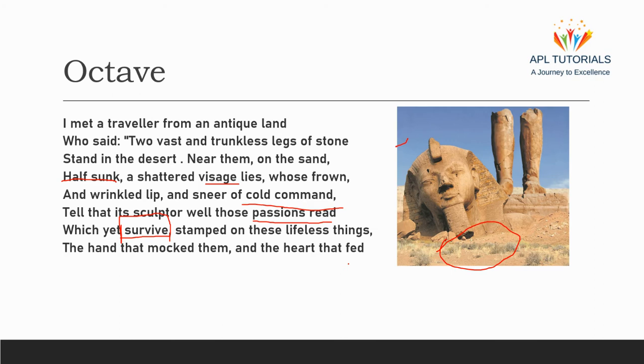The hand that mocked them and the heart that fed. The hand means the hand of the sculptor. And passions actually means the emotions. The emotions the sculptor had, the man who was making the statue, what emotions that sculptor had, those are written on this face. See the expression and the eyes and the nose. It was so well done that yes, still you get emotional when you see it. And the hand that mocked them and the heart that fed. Heart here is referred to as the king.